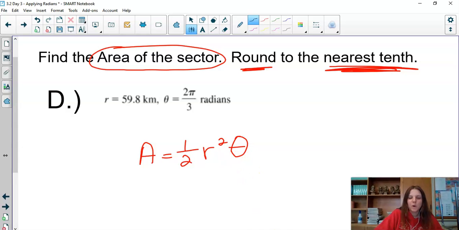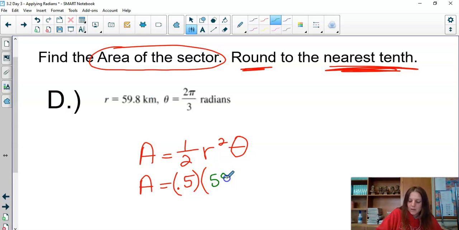If you don't know what 1/2 is as a decimal, think about money. Half of a dollar is 50 cents. So I can say that 1/2 is like 50 cents or just 0.5. I'm going to multiply that times the radius squared. Okay, look at the radius that's given, 59.8 kilometers.